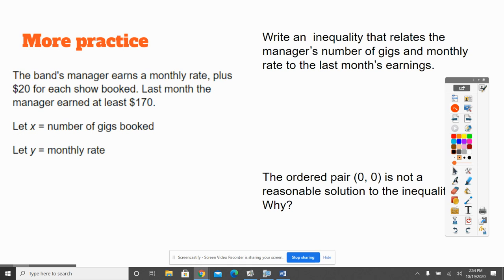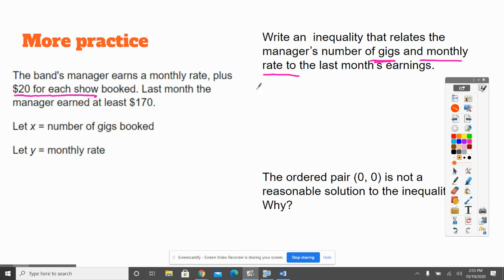Okay, so another practice problem here. The band's manager earns a monthly rate plus $20 for each show. That sounds like a rate of change to me, and there is a constant rate somehow. So we need to figure out what's going on here. X is the number of gigs they book, and Y is the monthly rate. So write an inequality that relates the manager's number of gigs and the monthly rate to last month's earnings.